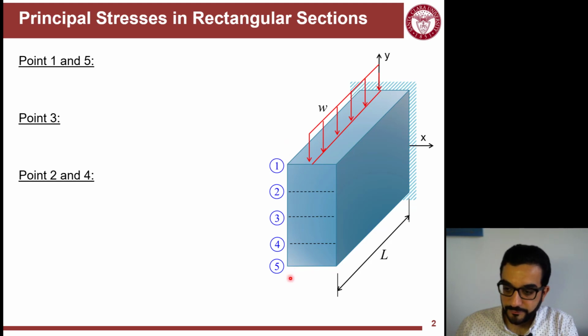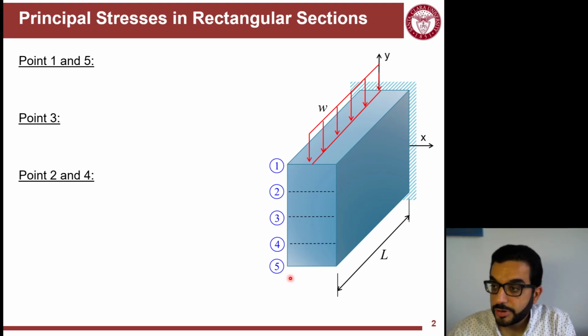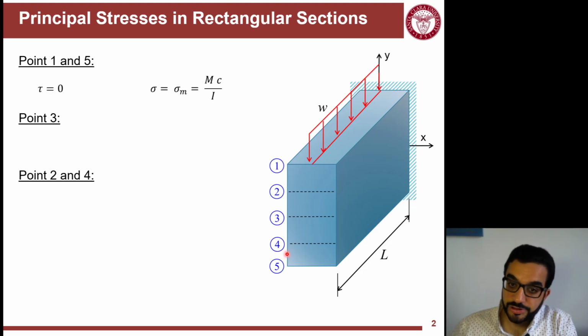So points 1 and 5 are the same in terms of the value of stresses that they feel. So from the shear point of view, because this is a distributed load, there is an internal shear force V developing, which is equal to W times L. But that shear force doesn't result in a shear stress at the top and the bottom of the beam because Q uppercase is equal to 0, so tau is equal to 0.